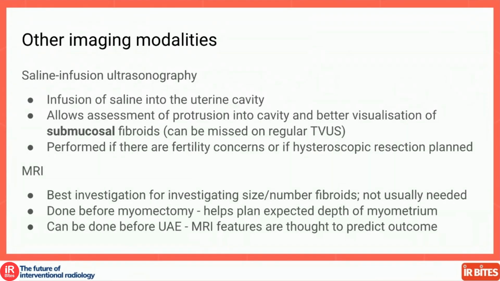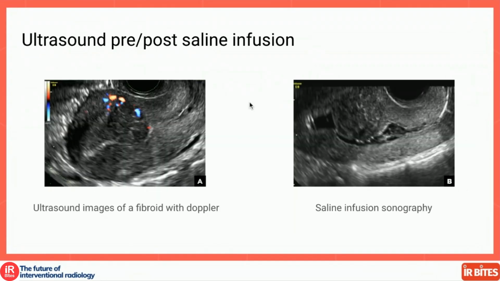And as you mentioned, MRI is the best investigation, and it will quantify the size and number of fibroids, although you don't always need it, but it is better to have one before you do any treatment for it. And it really helps with the surgical planning. And you can also do it before an embolization because there's some data to suggest that features in MRI are thought to predict outcome, but that's not routinely done everywhere, although I think most places will do an MRI before they do an embolization.